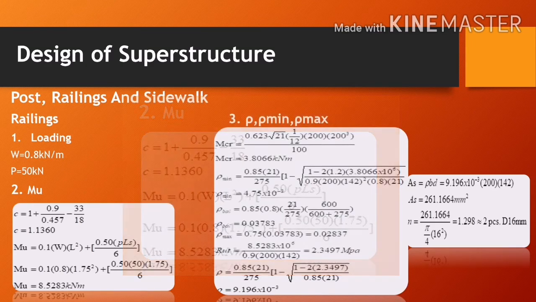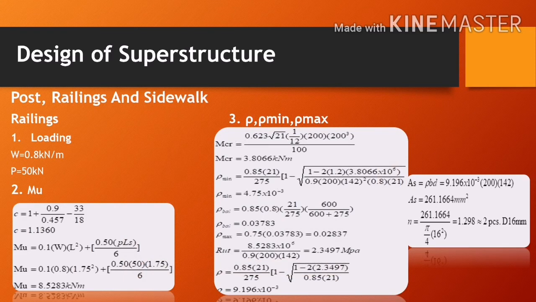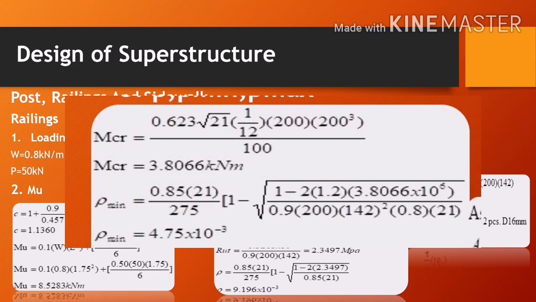8.5283 kN·m. Then we compared the steel ratio and the minimum and maximum steel ratio. But to compute for the minimum steel ratio, we have to solve first the Mcr, which is given by the formula Mcr = 0.632 square root of fc' Ig over yt. And the minimum steel ratio is equal to 0.85 fc' over fy, quantity 1 minus square root of 1 minus 2 times 1.2 Mcr over phi b d squared times 0.85 fc'.